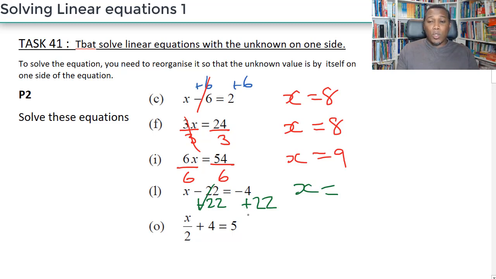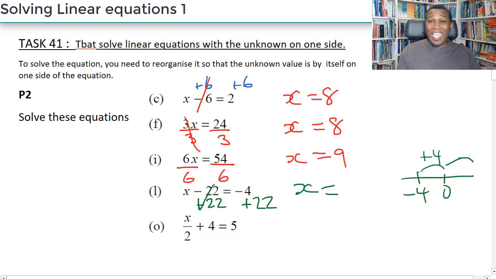Minus 4 plus 22. On the number line, minus 4, up 4 will get me to 0. And then I wanted to add 22, not 4. So I've got to add 18 more, which will take me to positive 18. So x is equal to 18.